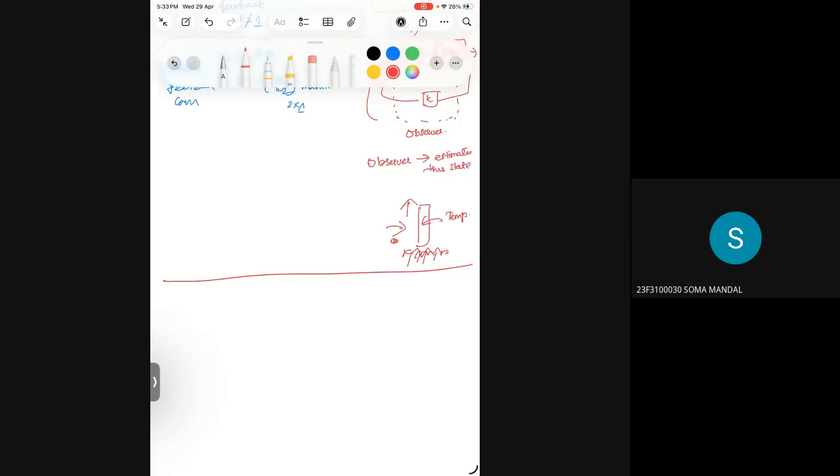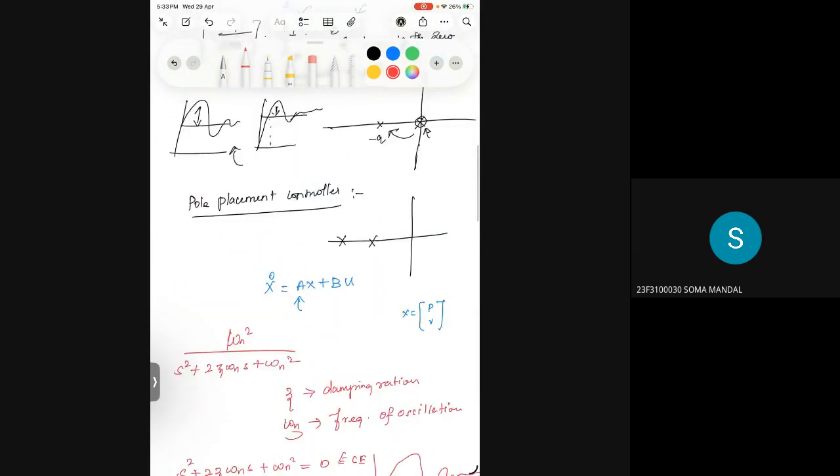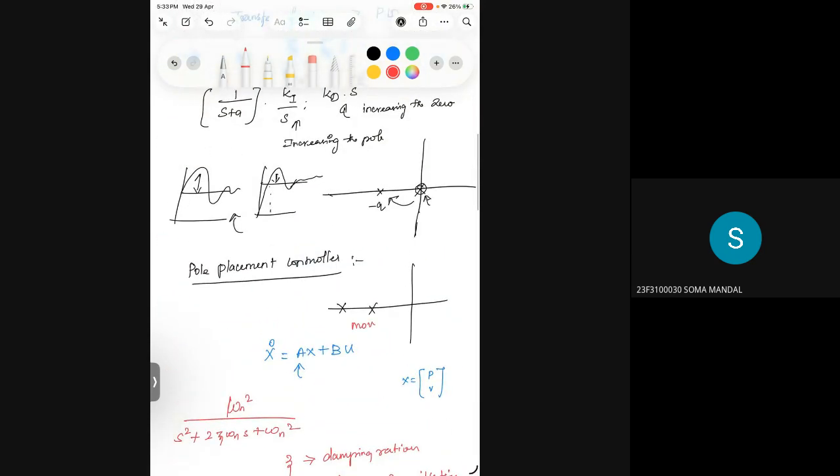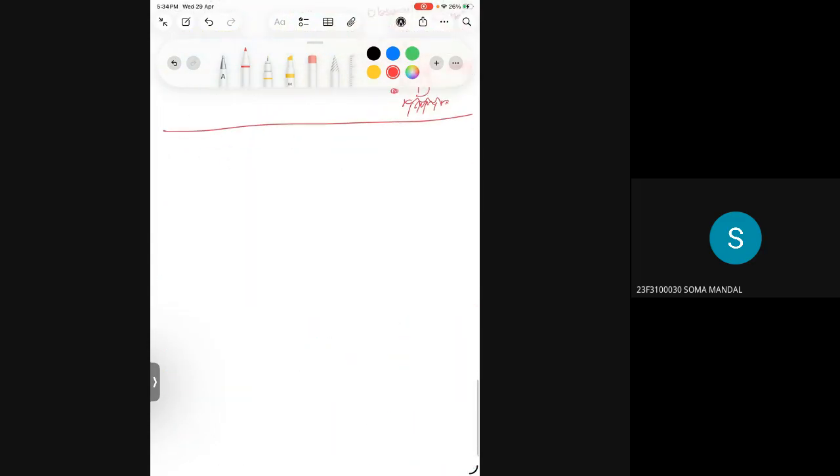So why is this necessary? I'm designing a controller, right? Basically, as I explained here, I am moving the poles of a system to some point so that I will get the desired location. Controllability tells you whether you can access the poles. If the system is not controllable, you cannot move the poles, so you cannot design a controller. If it is controllable, you can access the poles and move them around so that you can get the desired output or desired specification. That's why it is important.